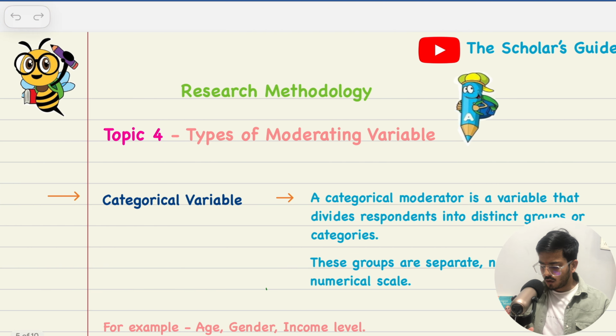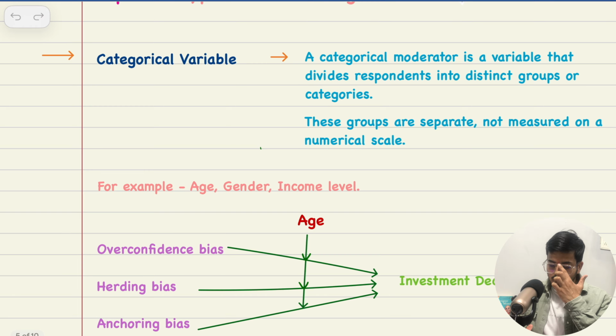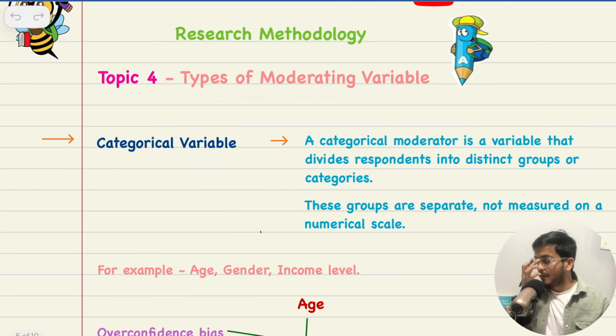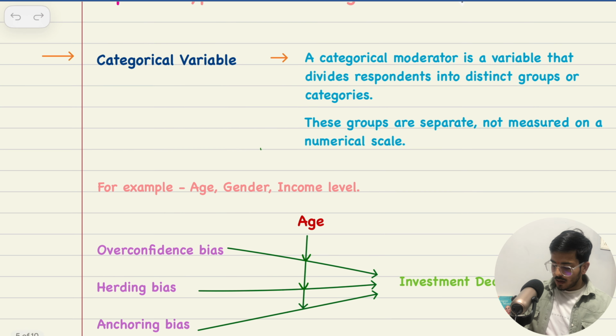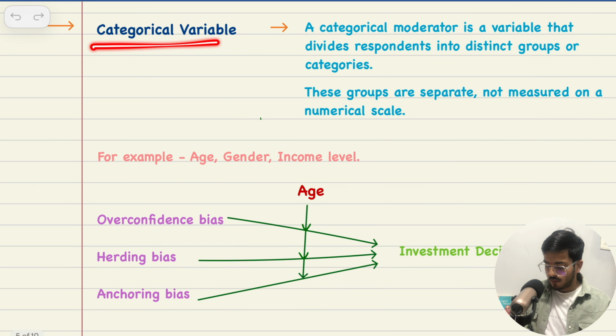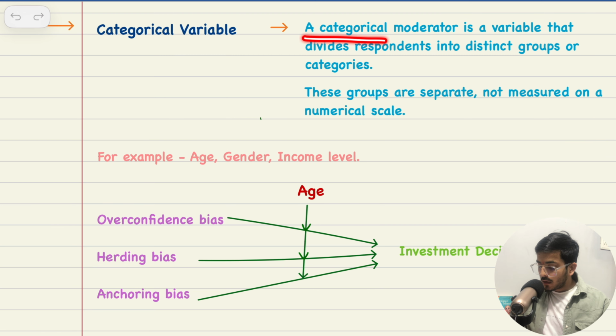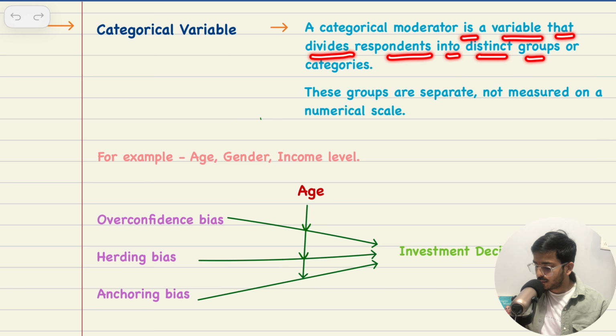One small topic we'll also cover in this video, because it is very small, so I have to cover one more topic, that is types of moderating variable. We'll also cover types of mediating variable in another video, but for now we have types of moderating variable. Okay, so number one is the categorical variable. A categorical moderator is a variable that divides respondents into distinct groups or categories.